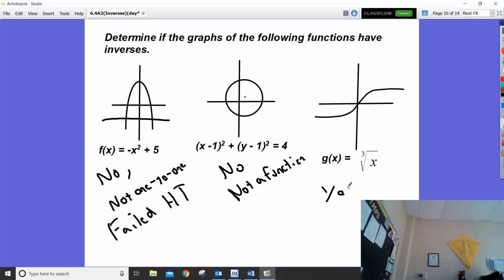The next one, red. Yes. So then what would you say? It is a function. It passes the HT. Now, by the way, what is the inverse? x to the third. Sean says y equals x cubed, because the opposite of cube rooting is cubing.